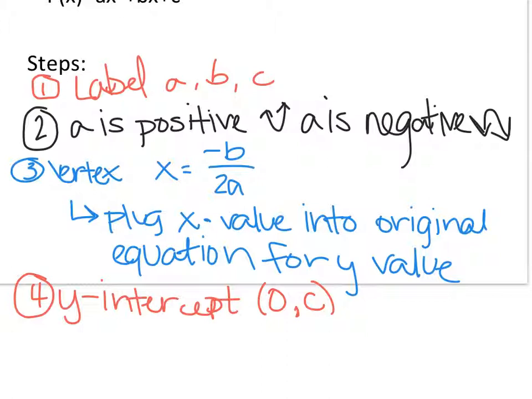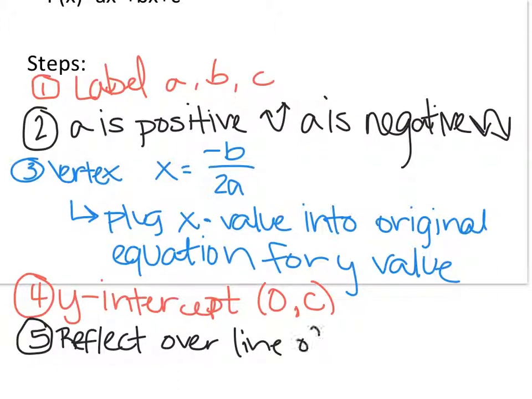Last but not least, step 5. Remember I talked about that line of symmetry, and I said everything that happened on one side has to happen to the other. So I'm going to take my y-intercept and reflect it over your line of symmetry. And that's going to give you your third point.